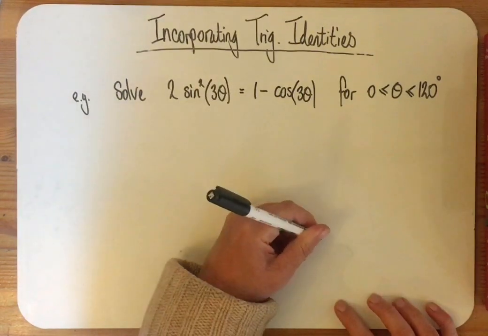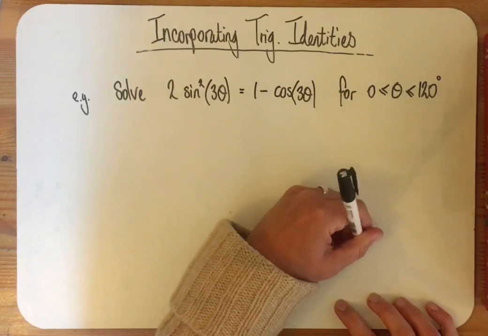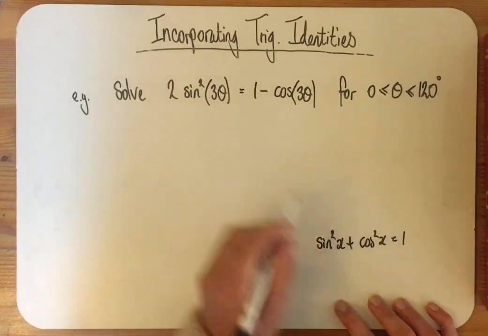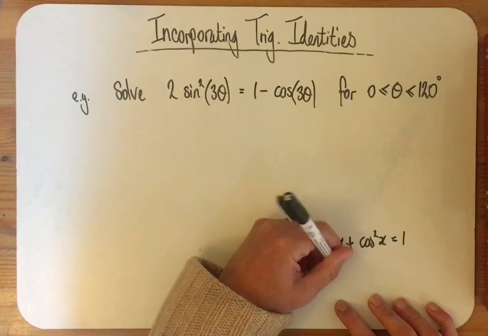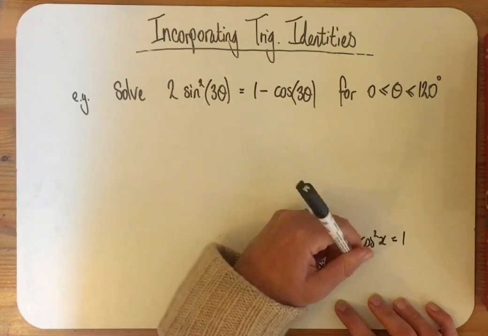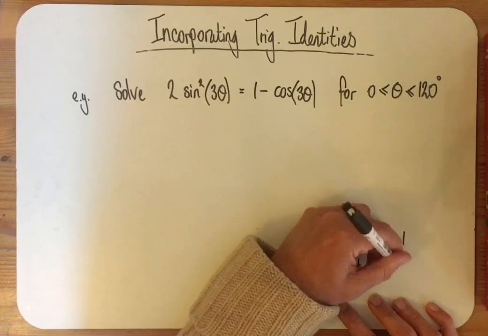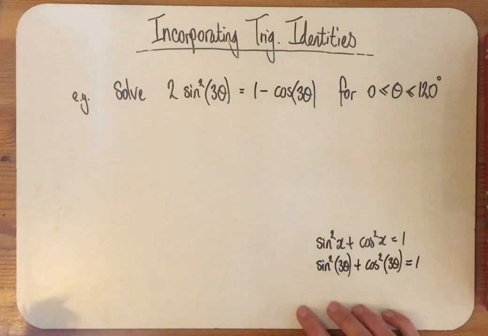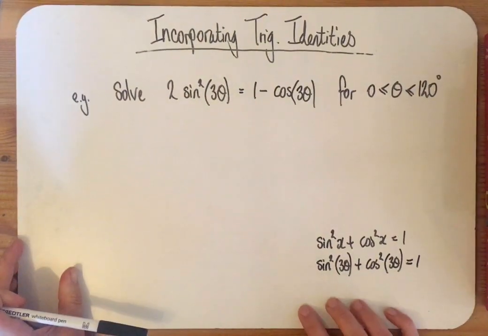So i.e. sine squared x plus cos squared x equals 1. I can replace x with 3 theta, and then sine squared of 3 theta plus cos squared of 3 theta is also equal to 1. So as long as they match, the trig identity will still hold.